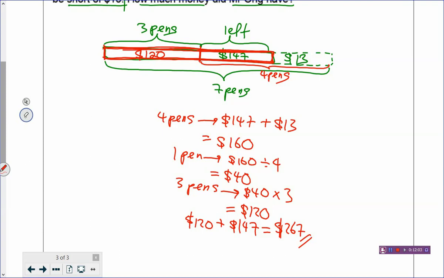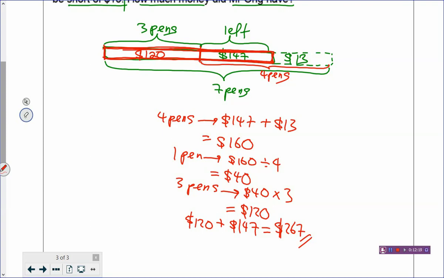But shortage is not part of his money. It is represented by a dotted box. So when you draw a dotted box, it is never part of his money. It's just dotted. So we have come to the end of the excess and shortage model.